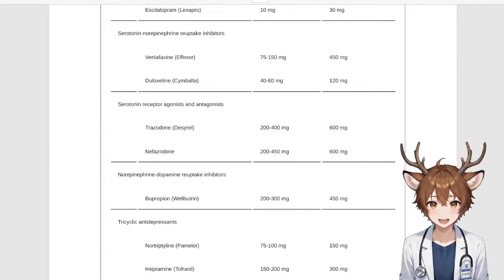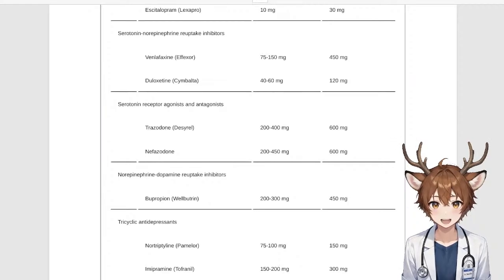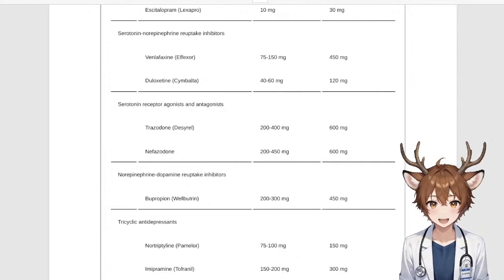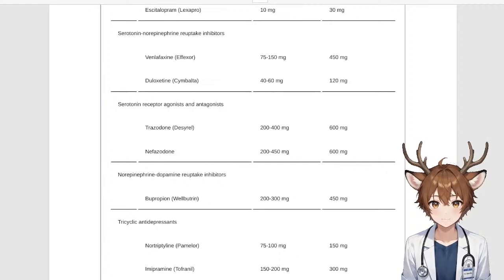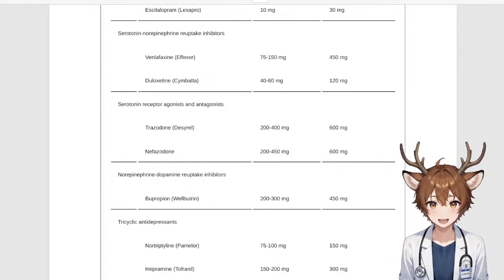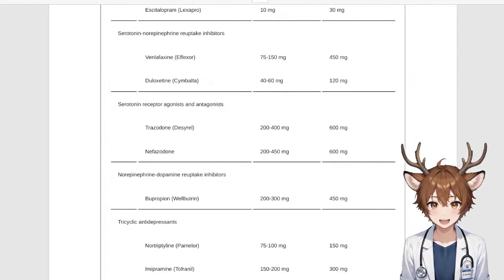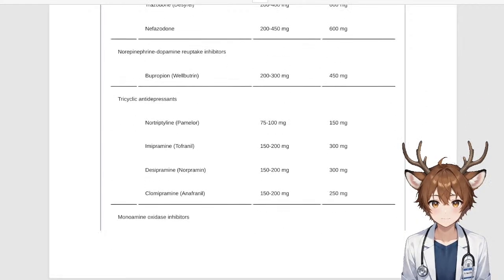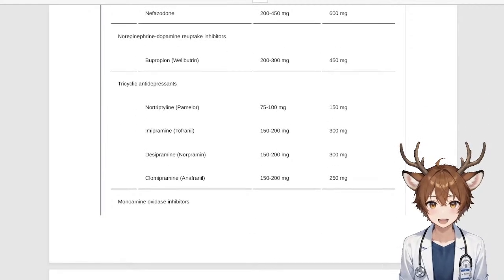Norepinephrine dopamine reuptake inhibitors. So these are going to be bupropion, which is an interesting drug. It's an interesting, unique kind of situation. Also called Wellbutrin. The normal is 200 to 300 milligrams. The extreme is 450. Tricyclic antidepressants, or TCAs.